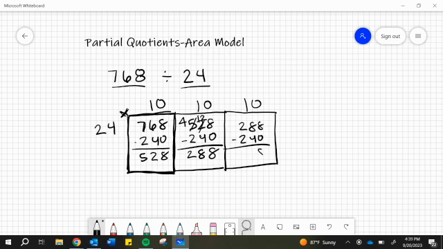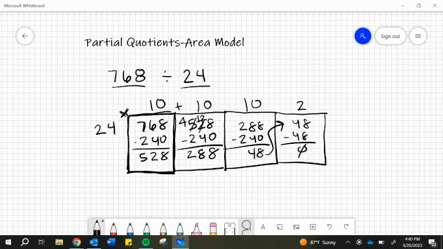I subtract, I get 8 and 4, 48, and I make another box, and I bring the 48 over. Now 24 can go into 48 easily twice. 24 times 2 is 48. I subtract, I get 0.